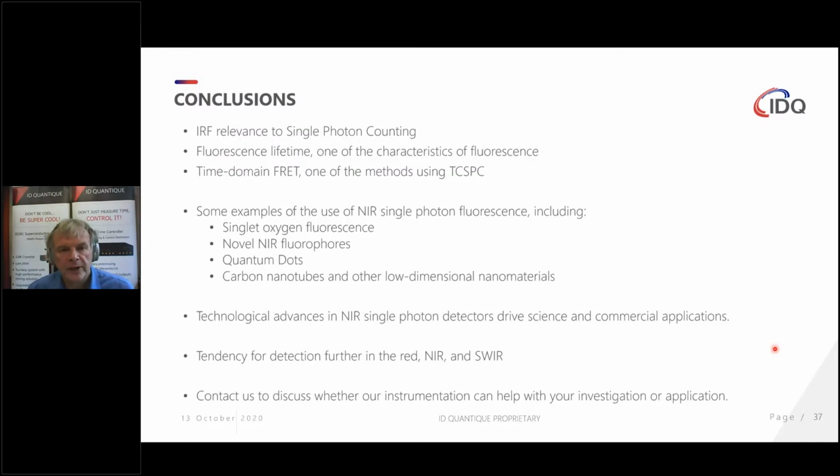I want to conclude the webinar by saying that an IRF, the instrument response function, is relevant to single photon counting because it gives you a quantitative measurement of the accuracy of your measurements. I talked a bit about fluorescence lifetime, one of the characteristics of fluorescence, and one of its applications is time-domain infrared. It's one of the methods used in TCSPC, time-correlated single photon counting. I gave some examples of singlet oxygen fluorescence, novel near-infrared fluorophores, quantum dots, and carbon nanotubes.